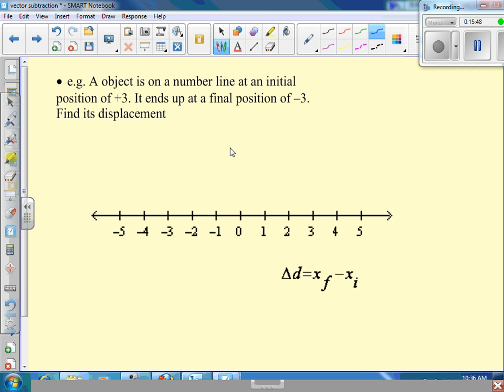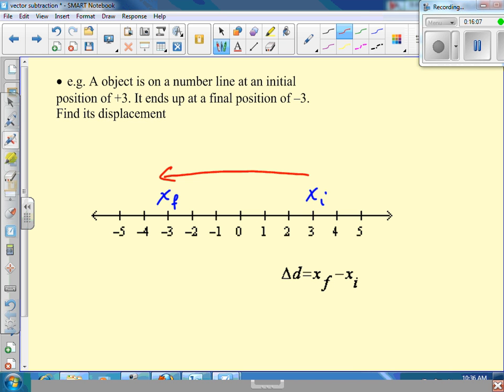I'm going to start here at +3, and I'm going to end up at -3. I'm going to call this my initial position. I'm going to use X for position. And I'm going to call this my final position. This is my displacement. How far did I go with it? What direction?